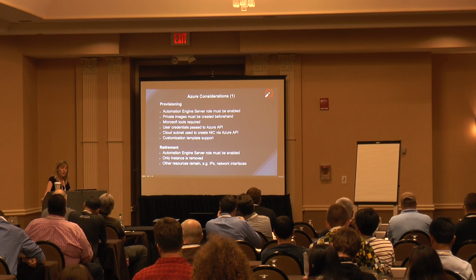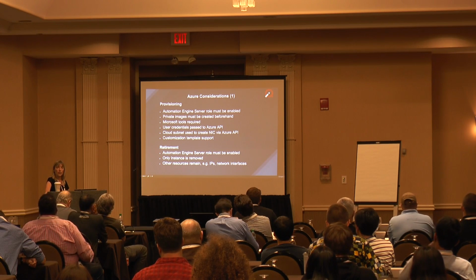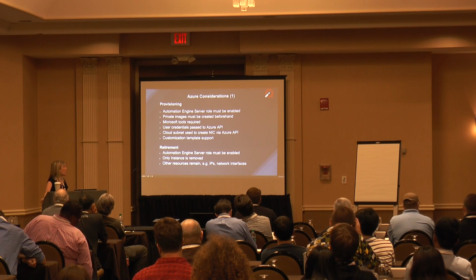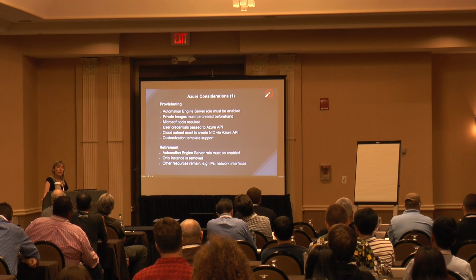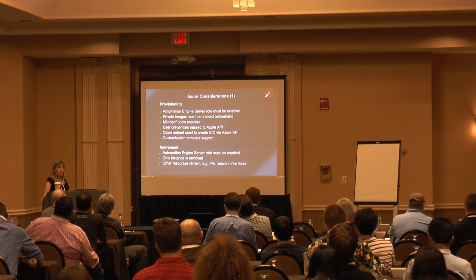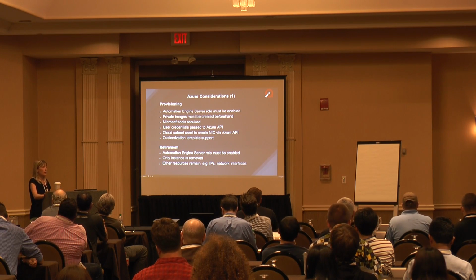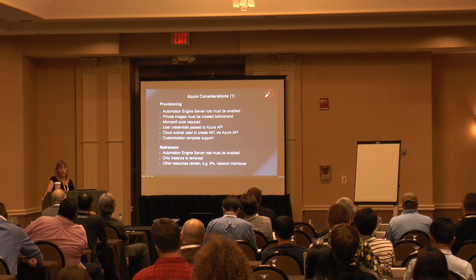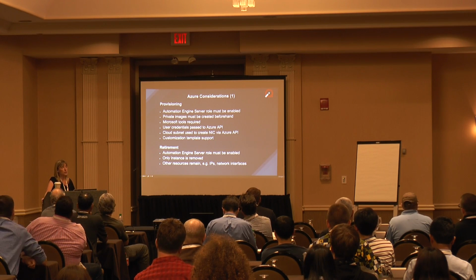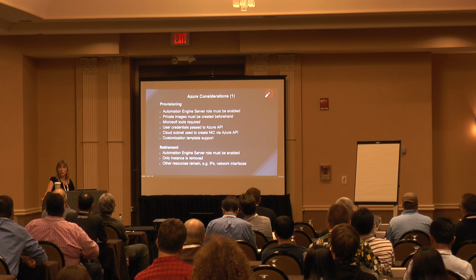So instance retirement, again, you must have the automation engine server role enabled. One thing that you should bear in mind is only the instance is removed. And you're probably all going to come across this, and hopefully you're going to remember this, that IP addresses and network adapters do hang around. It's by design, whether you remove an instance via the portal or through the Azure ARM API, only the instance is removed. The network information remains, so it can be reused for new instances that are provisioned.